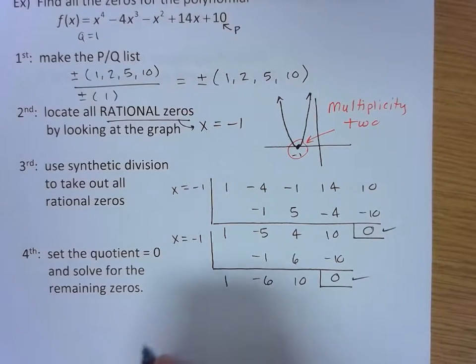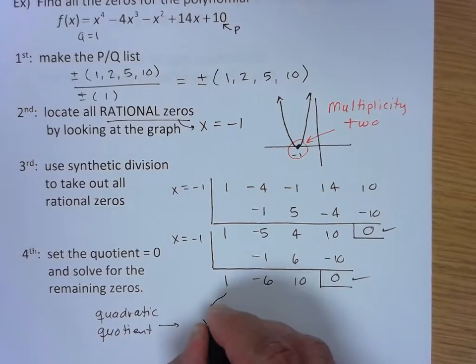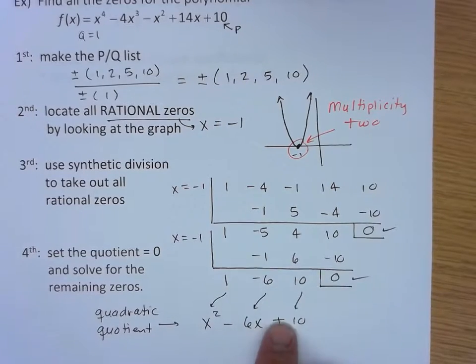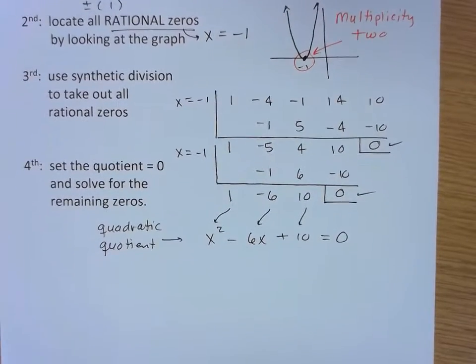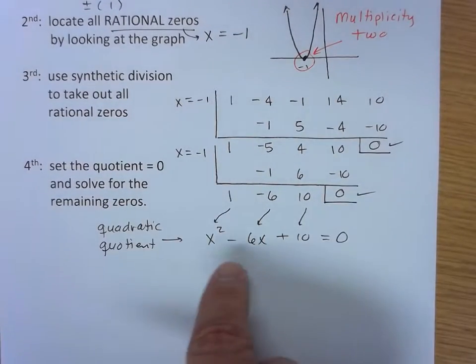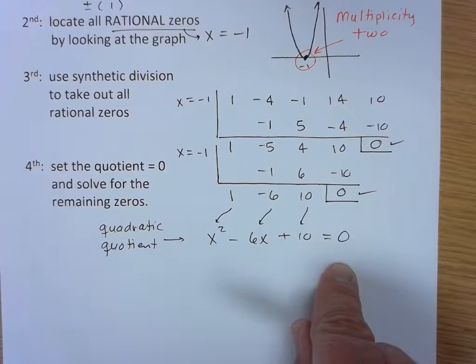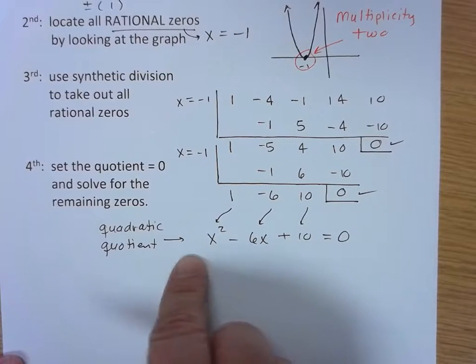So our quadratic quotient is 1x squared minus 6x plus 10. And since our goal is to find all the zeros of this polynomial, I need to set that quotient equal to 0 and solve for the remaining ones. So again, once you get down to the quadratic level, that's very familiar territory for all of you. And this is actually one you can solve by completing the square. You can always use the quadratic formula if necessary, or I guess in a rare case, factoring. But this one won't factor.